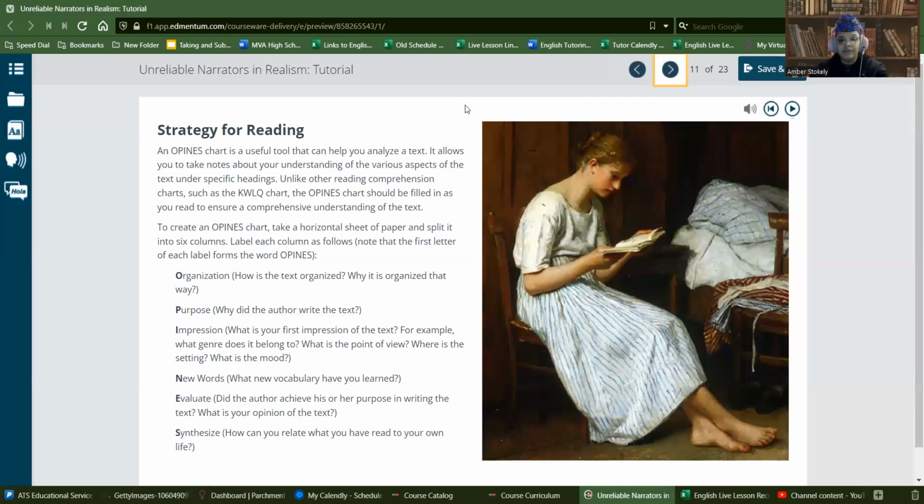So we're going to just go through all the letters. O is for organization. So how is the text organized? If you've gone through English 9 and 10 with us, you know that there are different ways to organize your text. In case you haven't, some of the examples for how to organize a text is chronological order. That's when you write about things from start to finish. You start at the beginning and you go to the end.